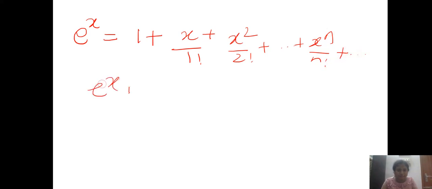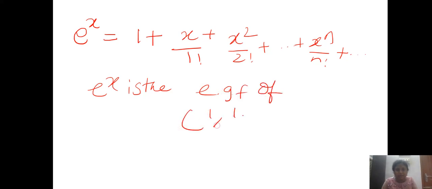Then e power x is the EGF of what sequence? Look at the coefficient: 1, 1. This is 1 by 1 factorial, you have to omit. The coefficient of x by 1 factorial you have to consider, that is again 1. This is 1, 1, 1, etc. So this is the EGF of this one.